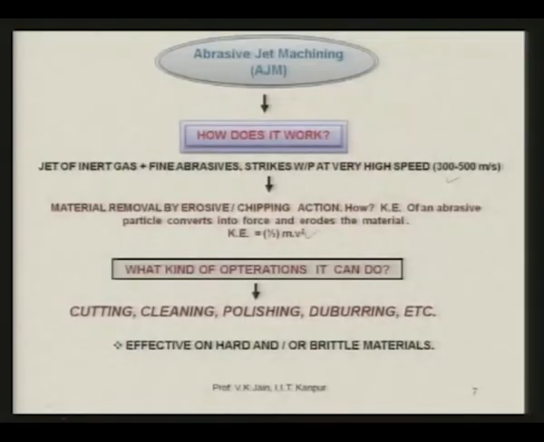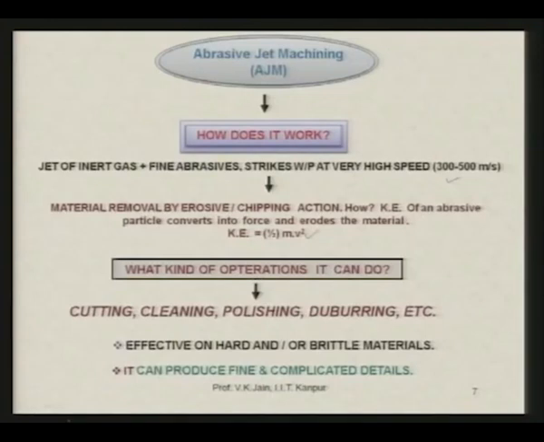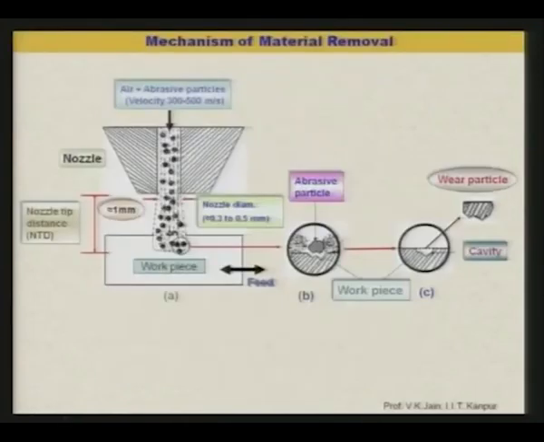Now, this particular process is more effective on hard and brittle material as compared to ductile material. In case of ductile material, the performance of the process is not as good as in case of brittle and hard materials. It can produce fine and complicated details also on the workpiece. Now, let us see the mechanism of material removal in case of abrasive jet machining process.